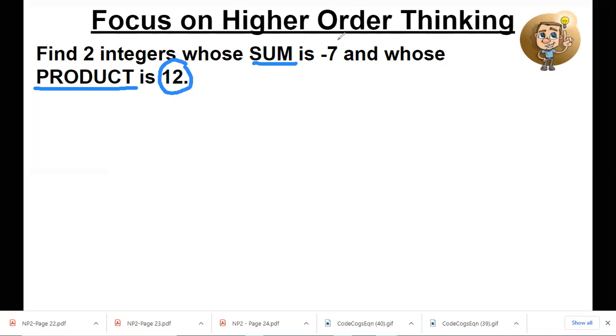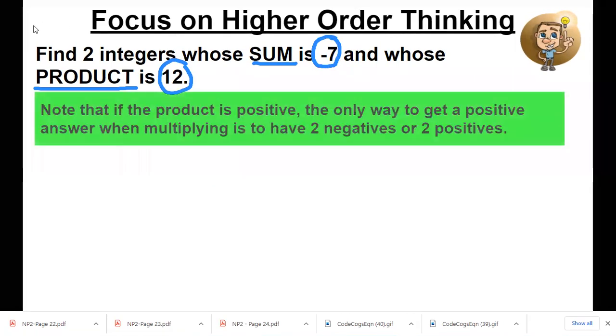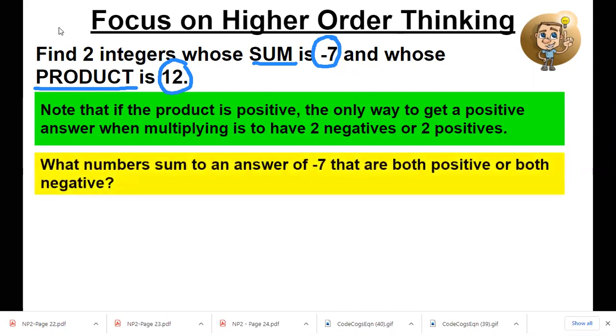Well, because my sum is a negative number, I can only pick the two negative integers that sum together to give you negative 7. So note that if the product is positive, which it is, it's 12, the only way to get a positive answer when multiplying is to have two negatives or two positives. Since the sum is a negative answer, that means my choices have to be two negatives to get a positive product of 12. What numbers sum to an answer of negative 7 that are both negative?